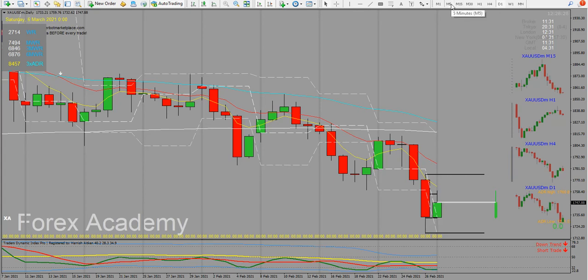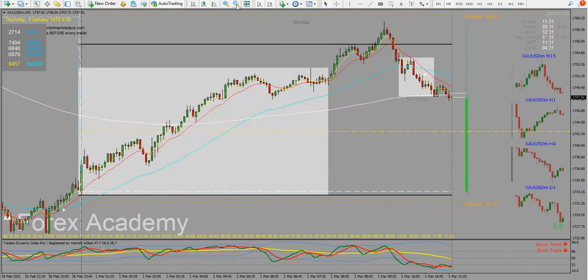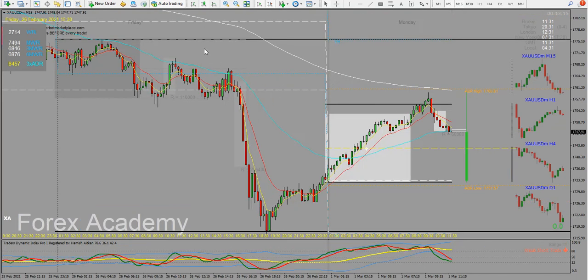what you call London open on Friday's New York session. And then remember, I said we look for the 14-hour candle. Here's the 14-hour candle.